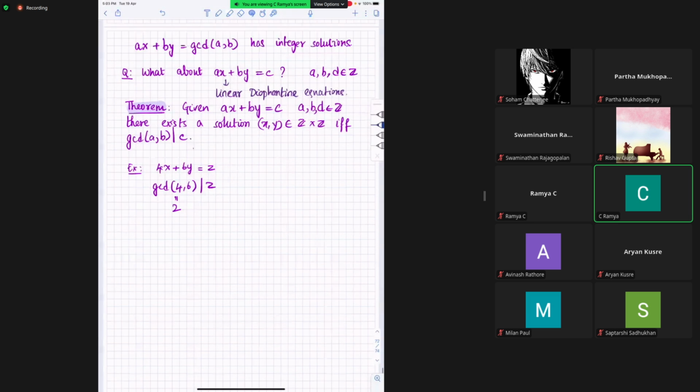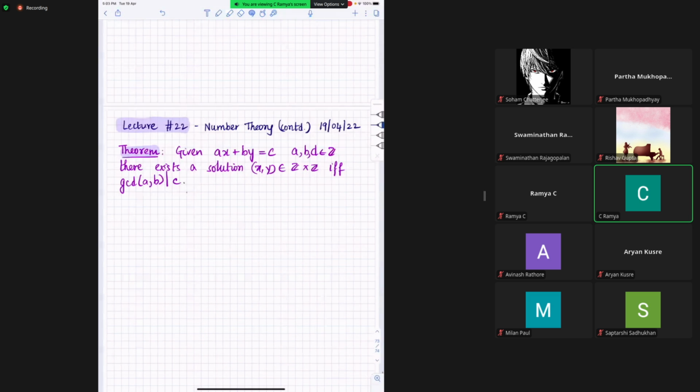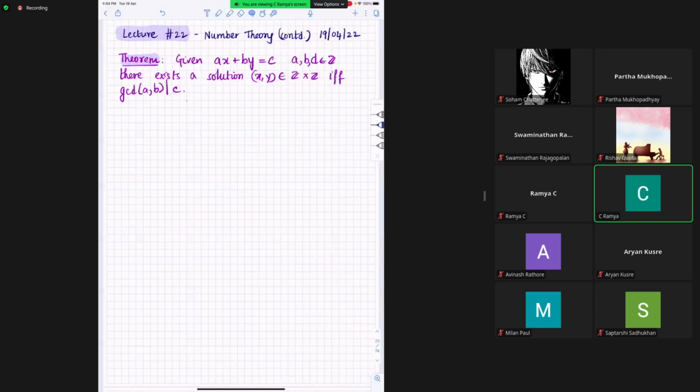So here is the statement of the theorem. Did anybody get to try this? So there are two directions, right? First is when D divides C, there exists a solution. Whenever there exists a solution, the GCD must divide C. Did anybody have any thoughts on where to begin? So let's try the easy direction first.